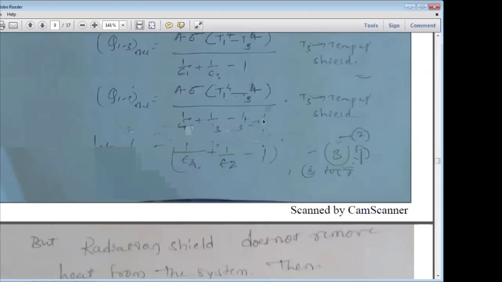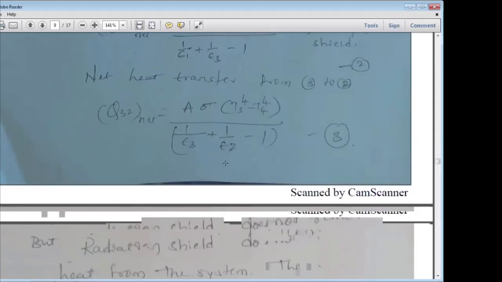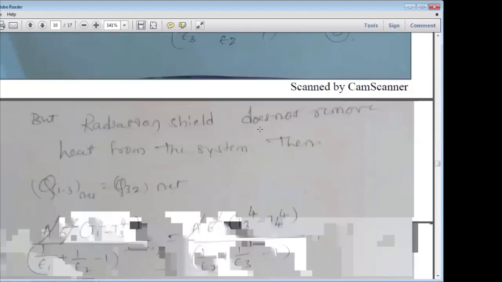T3 raised to 4 minus T4 raised to 4, then 1 upon epsilon 1 divided by epsilon 3 plus 1 upon epsilon 2 minus 1. Epsilon 3 is called the emissivity of the radiation shield, and epsilon 2 is the emissivity of plate 2. So minus 1. This is equation number 3.